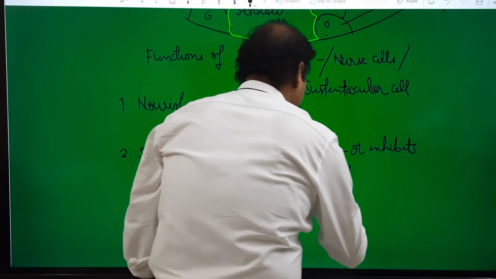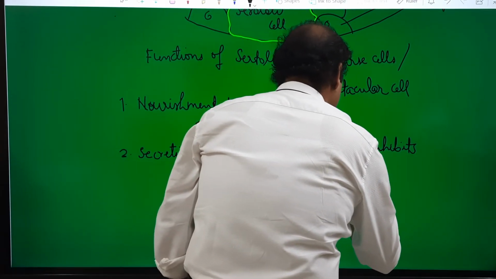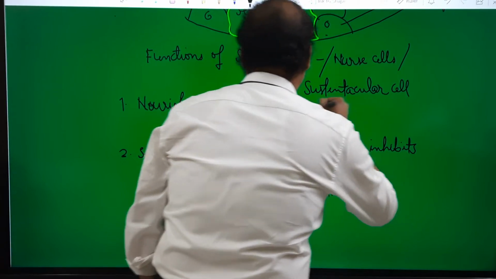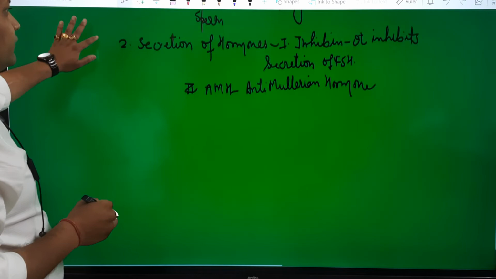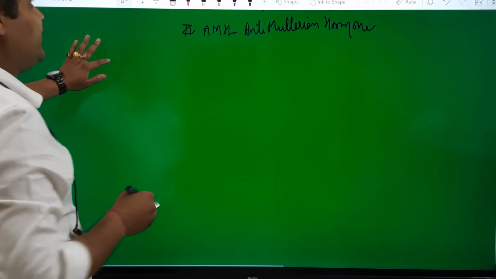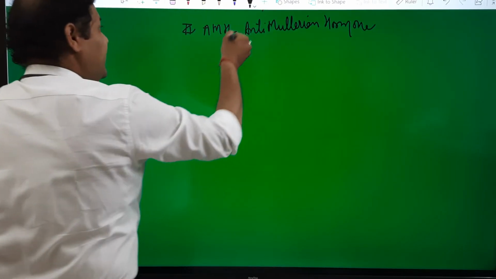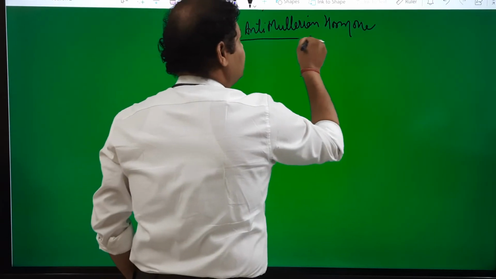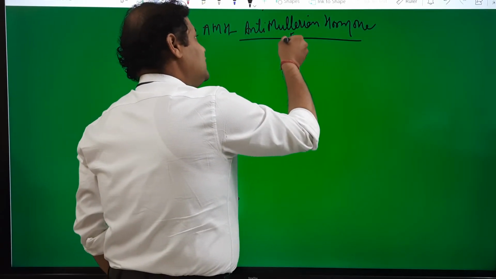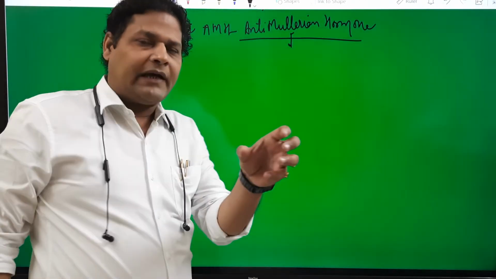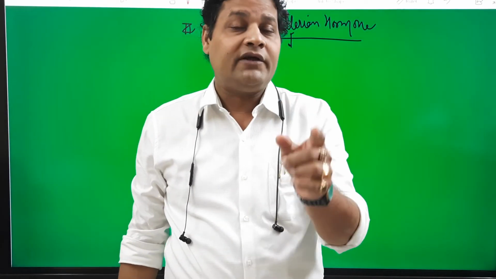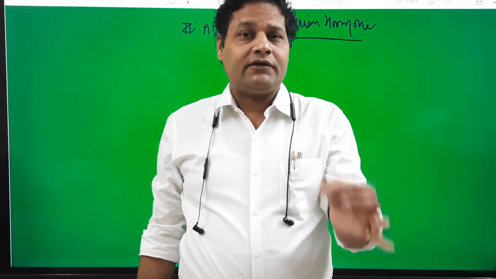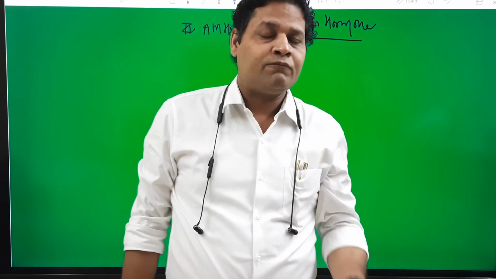Anti-Mullerian hormone, AMH. What is anti-Mullerian hormone? Basically, there are two types of ducts in both male and female embryos. They are the Mullerian duct and the Wolffian duct.